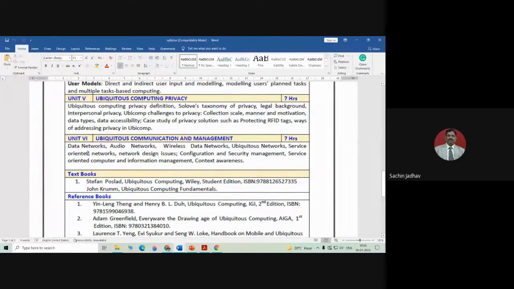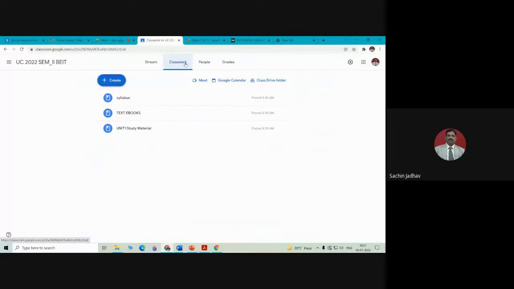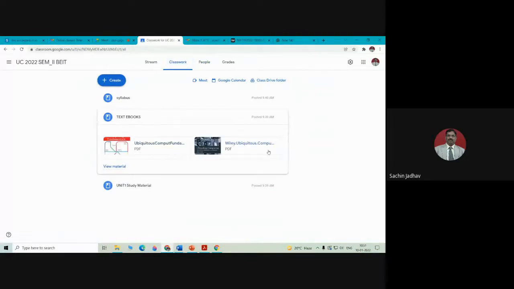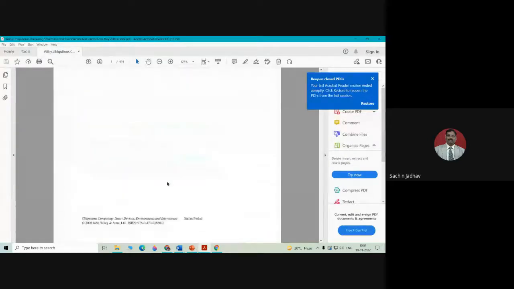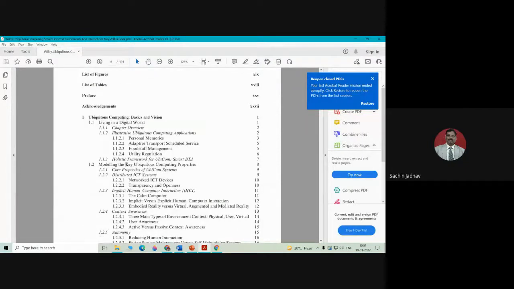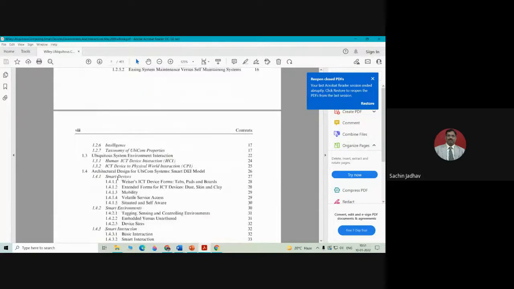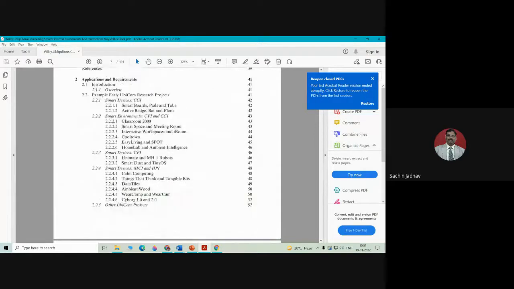So we'll have two different books here: Stephen Poslad's Ubiquitous Computing, Wiley Publication, and John Krumm's Ubiquitous Computing Fundamentals. I already shared these books on your classroom. Okay, so here in the classroom there are textbooks. You can see the Wiley Publication book is there. So I already opened that particular book here. This is Stephen Poslad's book. You can understand, right? So starting from the contents: ubiquitous computing basics, their applications, properties, right? Then architectural design, that is, their model is available. So you can see chapters 1 and 2 will be for unit 1. So start learning from this UBICOM system, okay?